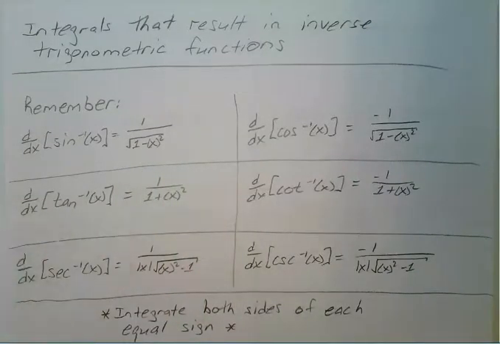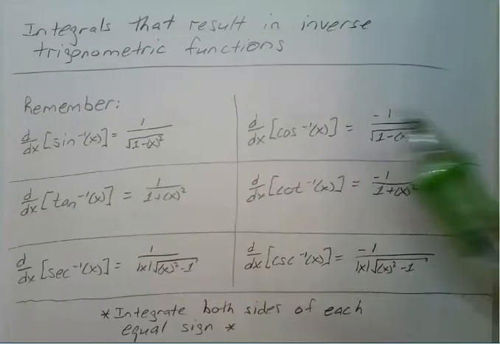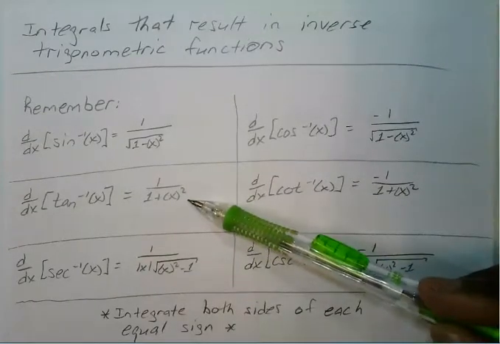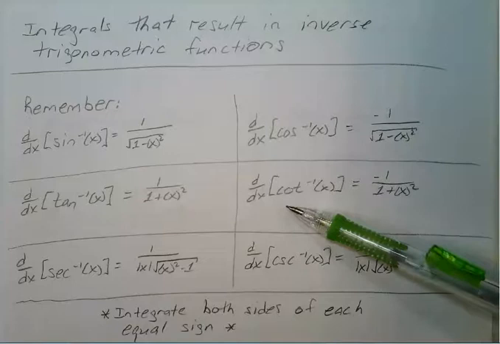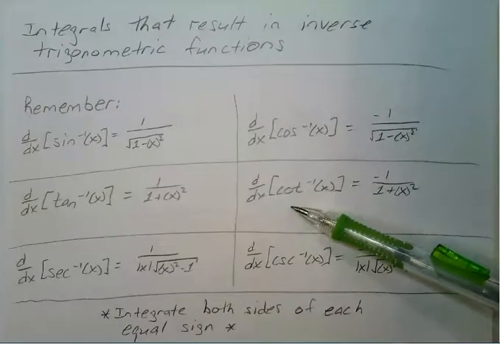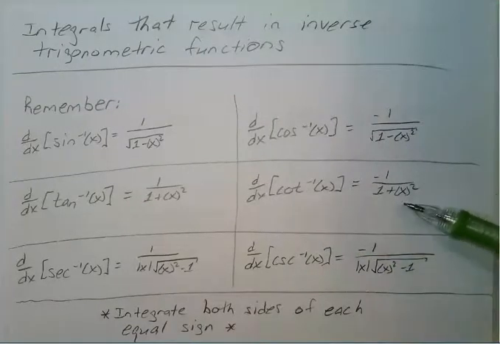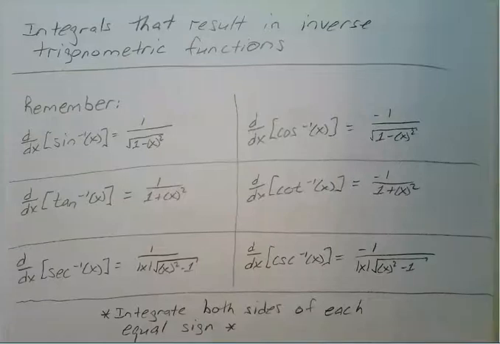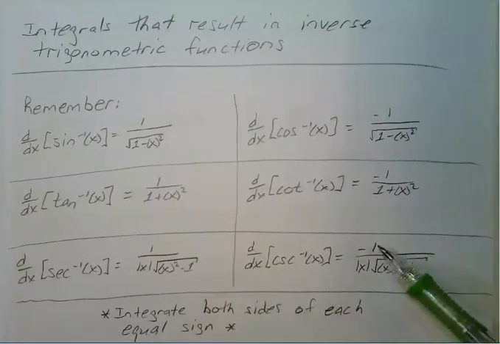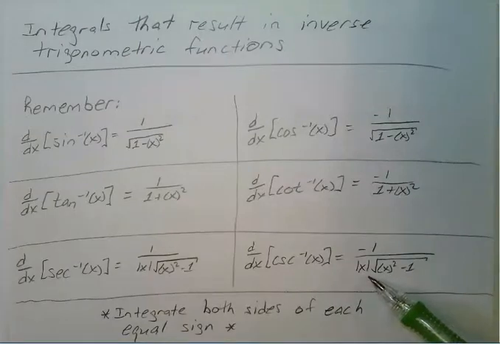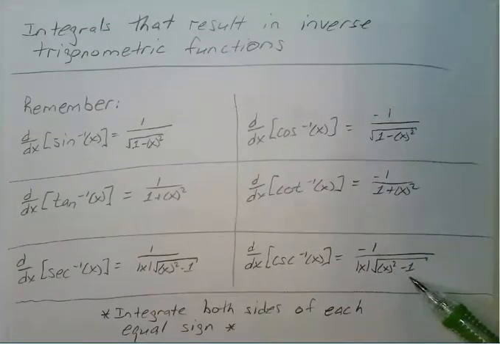The derivative of tangent inverse of x is 1 over 1 plus x squared. And the derivative of cotangent inverse of x is negative 1 over 1 plus x squared. You have the derivative of secant inverse, which is 1 over the absolute value of x times the square root of x squared minus 1. And the derivative of cosecant inverse, which is negative 1 over the absolute value of x times the square root of x squared minus 1.